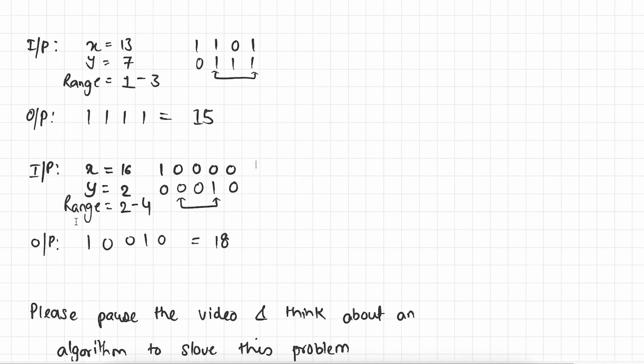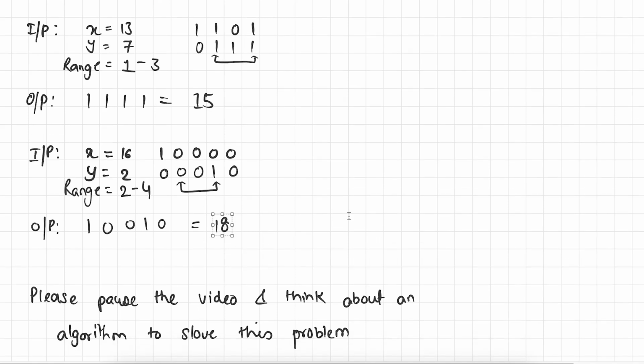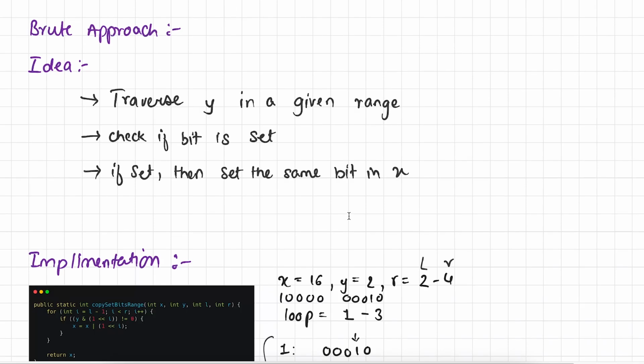After copying all the set bits, our binary representation looks like this. And this is equivalent to 18 in decimal. So now you have a good understanding of this problem. So let's pause the video and think about an algorithm to solve this problem. Okay, I hope you would have written at least a basic program to solve this problem.